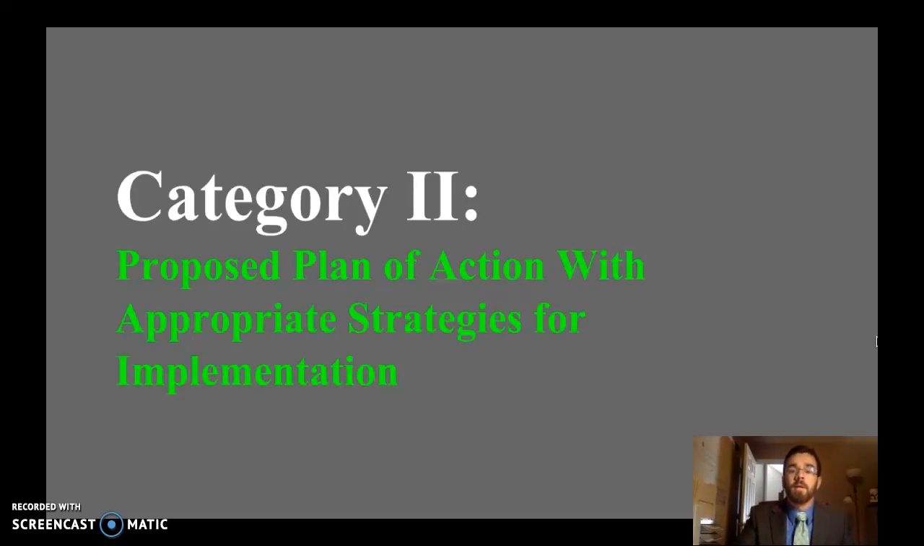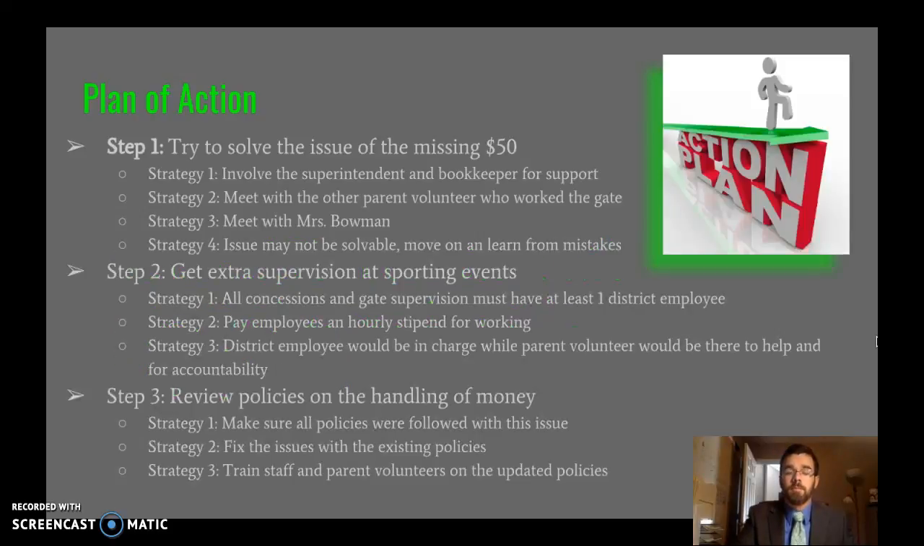Category 2, proposed plan of action with appropriate strategies for implementation. First, step 1 is to try to solve the issue of the missing $50. It's a very simple issue, but we need to solve it. Strategy 1, involve the superintendent and bookkeeper for support. As the principal, I wouldn't want to do this alone because of it being money, and so I would try to involve them.